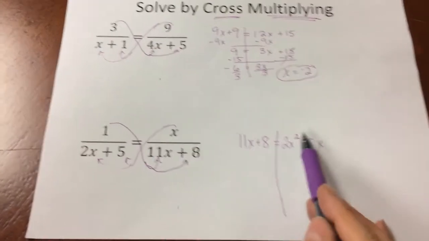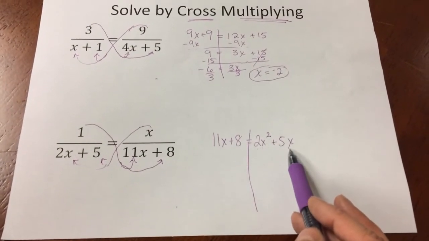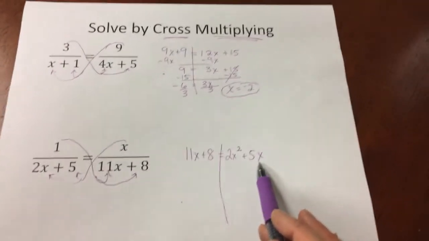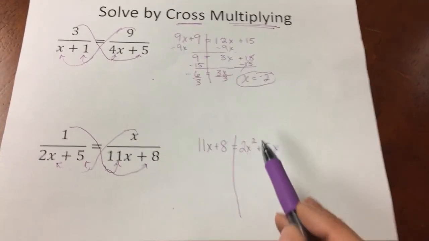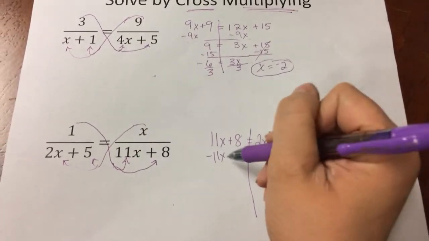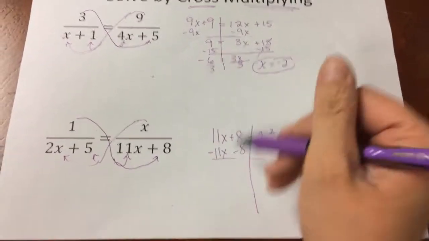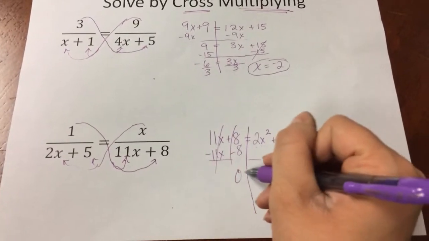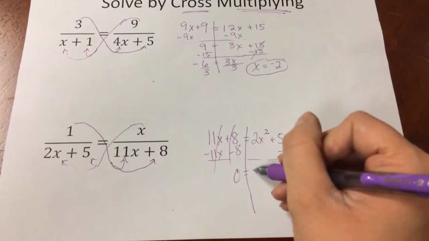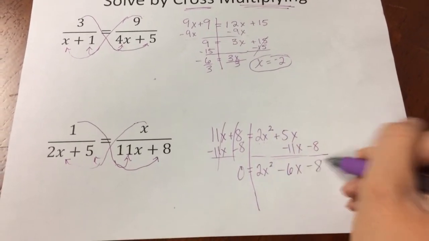Now at this point, because I have an x squared and an x, I know that I'm going to be setting this up as a trinomial, and so I'm going to end up factoring here. So I know that I need to make my 11x come over as well as my 8 so that I have 0 on this side here. So I have 2x squared minus 6x minus 8.